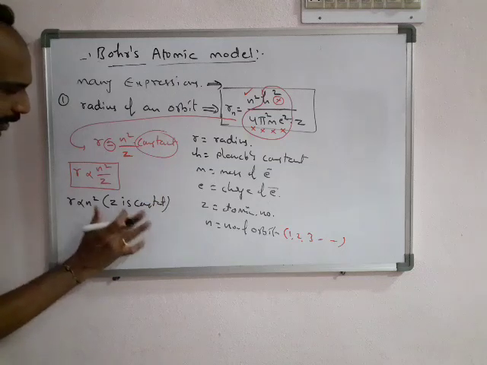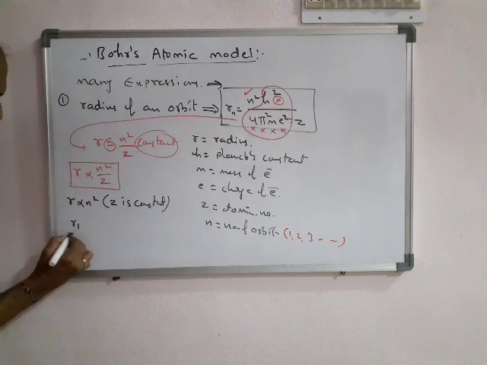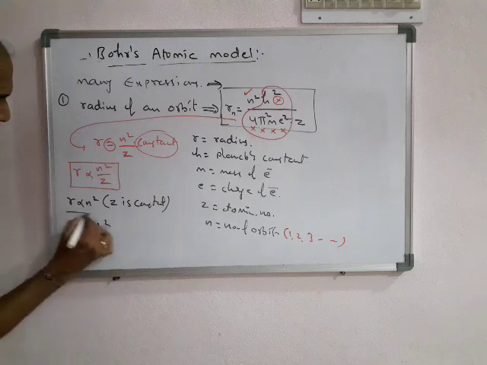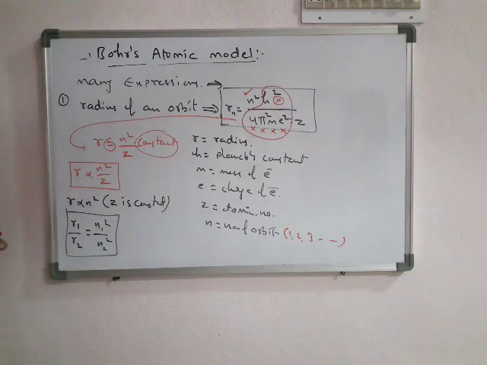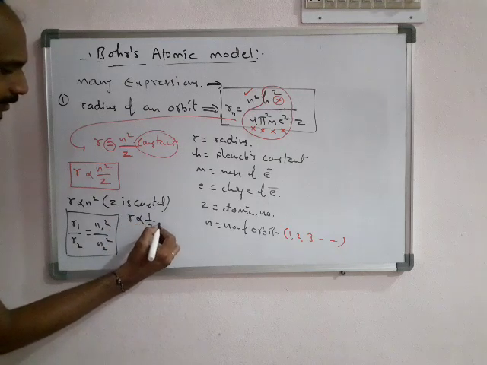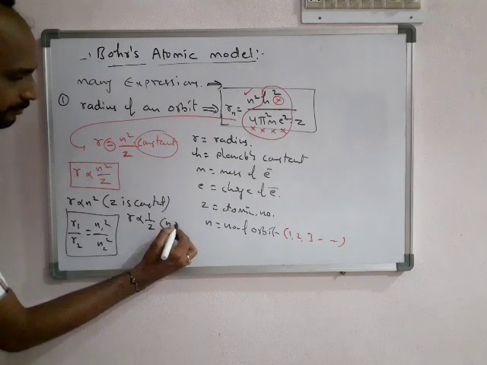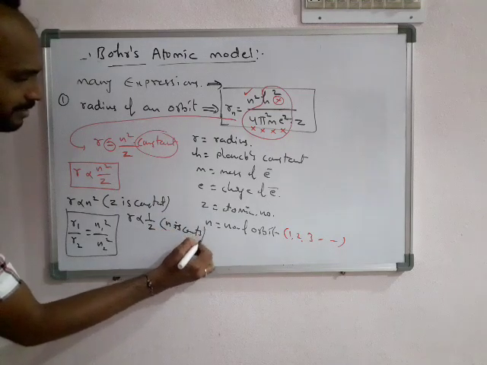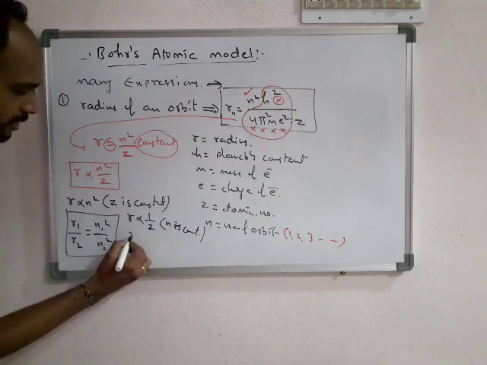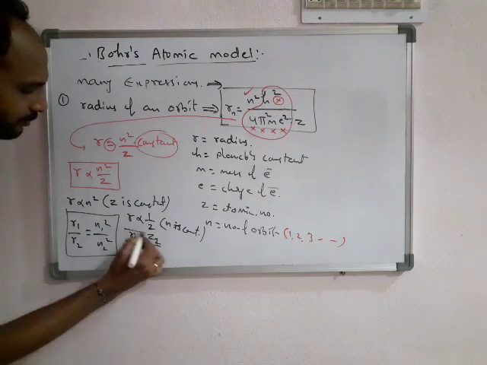When we are discussing only one atom, r proportional to n square. It can be written as r1 by r2 is equal to n1 square by n2 square. And with the help of this equation we can write r proportional to 1 by z. Now n is constant, meaning the same level, but the atoms are different. So then r proportional to 1 by z. It can be written as r1 by r2 is equal to z2 by z1.